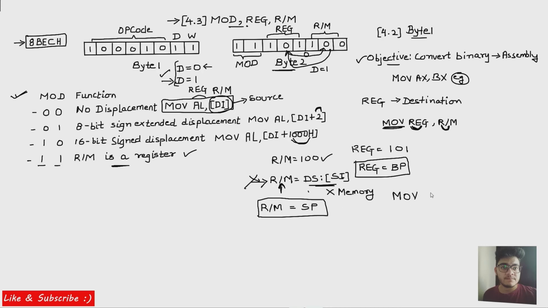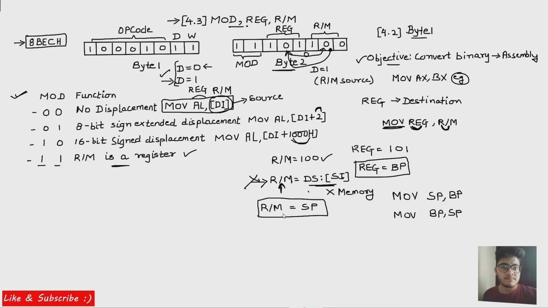Now tell me, what should I write? Should I write SP comma BP, or should I write BP comma SP, right? Now we already know that in order to solve this dilemma, we use the D field. So D in our case is 1. If D is 1, it means that the data will move from R/M to the register, right? So if D equals 1, then R/M is the source. You can see here that it is a source.